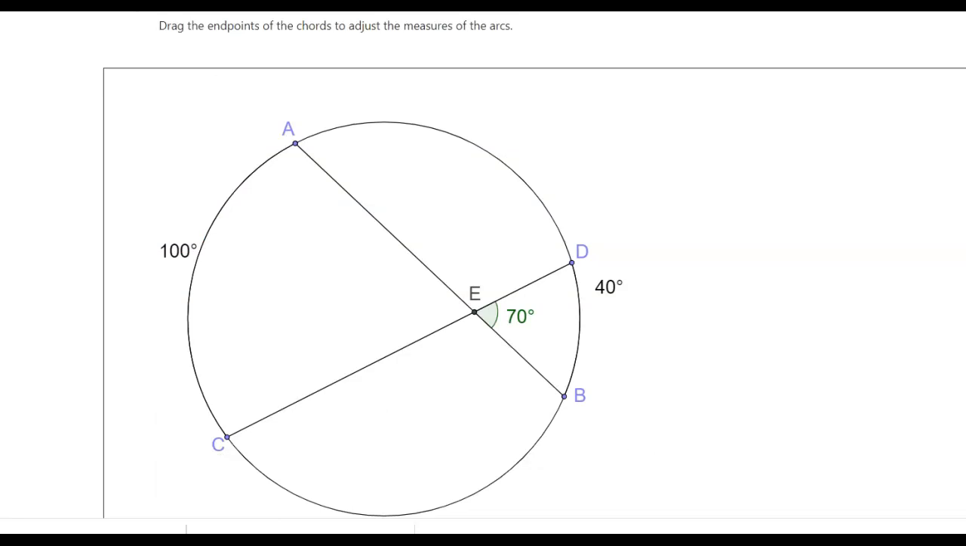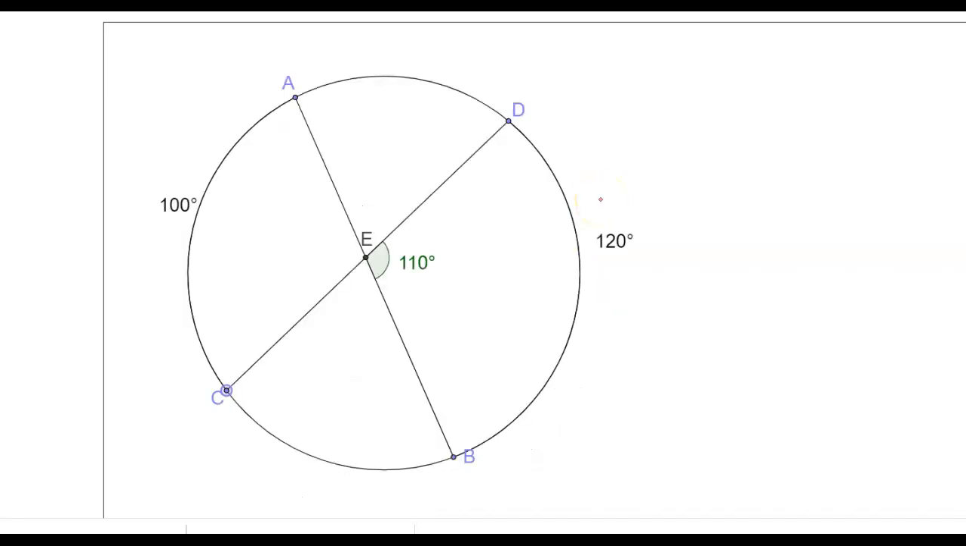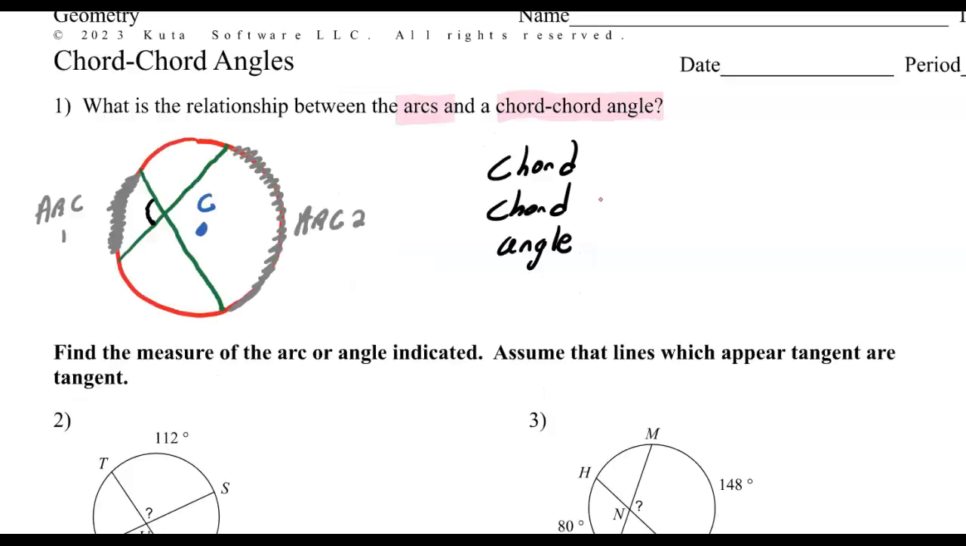If you look at the diagram, the question of interest becomes, how do you get the 70 degrees? And some of you playing around with your calculator may realize if you add up the arcs, you get 140, and if you divide by 2, you get 70. Let's look at another example. If you look at the two arcs, 100 and 120, if you add them up and divide by 2, you get 110 degrees.